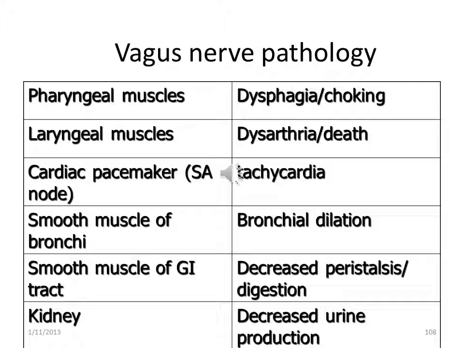And bilateral damage to these muscles or to this nerve could cause death because the larynx would close over and obstruct the airway. The vagus nerve slows the heart, so damage to the vagus nerve could cause tachycardia, a rapid heartbeat, dilation of the bronchi, and could seriously interfere with peristalsis, contraction of the smooth muscle of the digestive tract, and also with urine production.